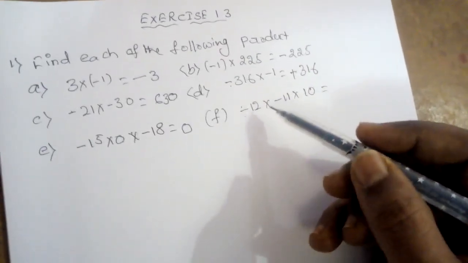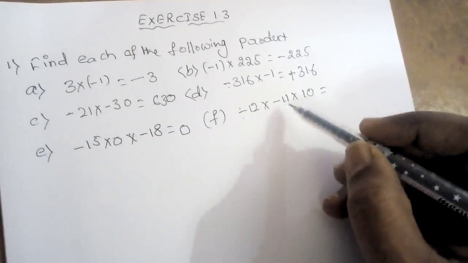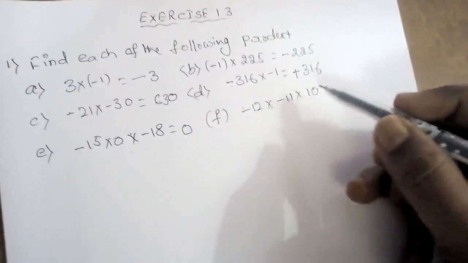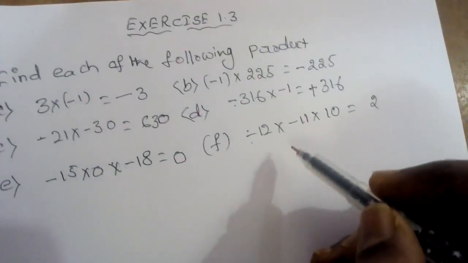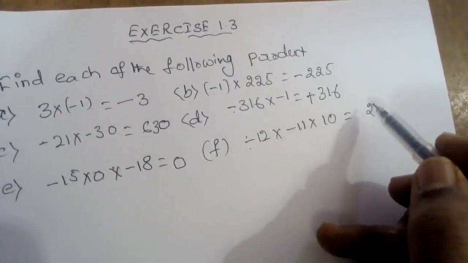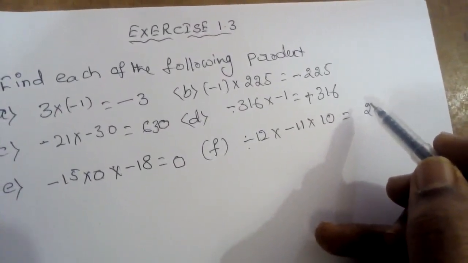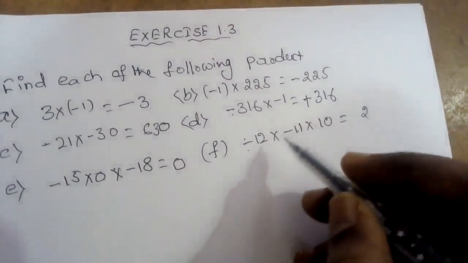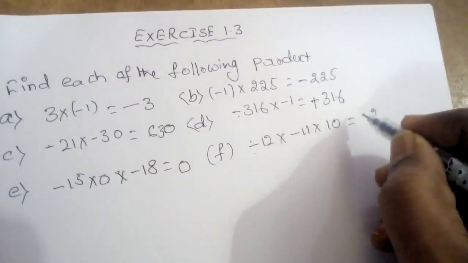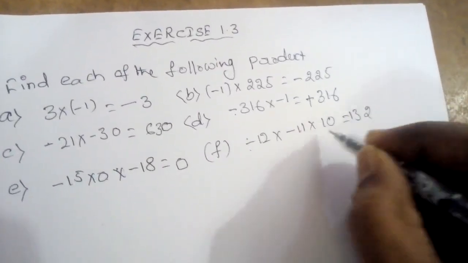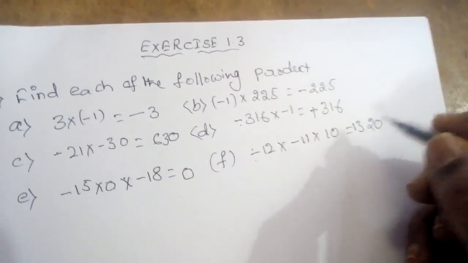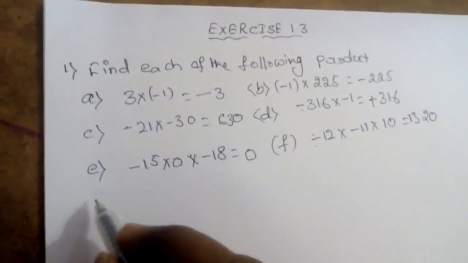So go to multiplication now. Here 12 into 11. 12 into 1 is 12. Go to multiplication, 12 into 1 is 12. 1 carrying, 12 into 1, 12 plus 1 is 13. So 132, into 10, that is 1320. Next, G question.